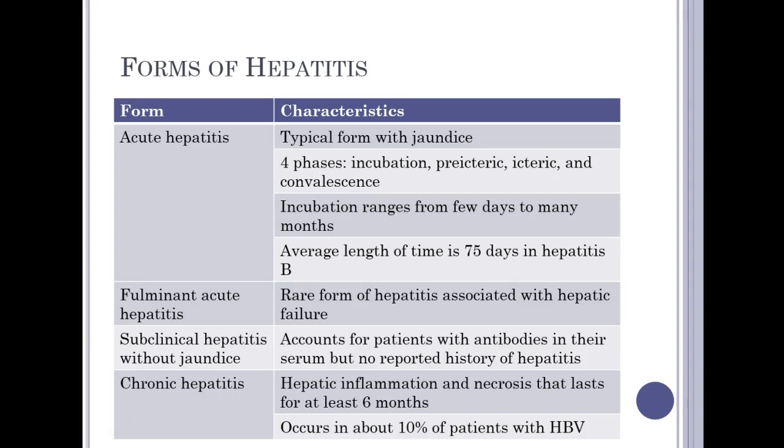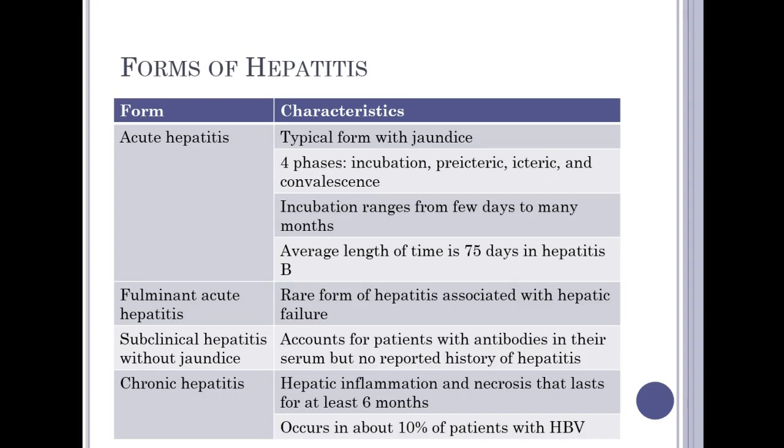And just like everything else that we've learned, acute is something that comes on quickly and usually doesn't last too long. So with acute, you could have an incubation phase, a pre-icteric, icteric, and convalescent phase. If you remember those terms from clinical chemistry, icteric refers to having a yellowness to it. So if we have an icteric serum sample, it has a yellowness to it. The incubation can range from a few days to as many as a few months, and usually the average length of time is 75 days in hepatitis B.